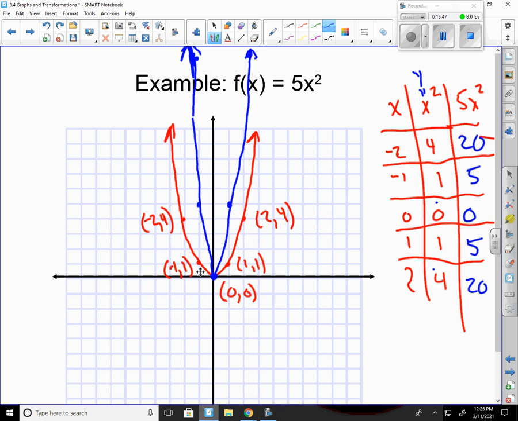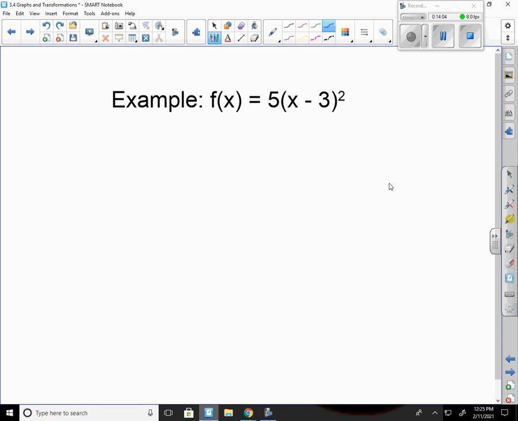So anyways, this is a horribly drawn version because it's hard to do on this thing, but it makes it 5 times skinnier than what it originally was. So it's stretching it upwards by a factor of 5. And now we're going to start combining things here. So now I have 5 times x minus 3 squared.